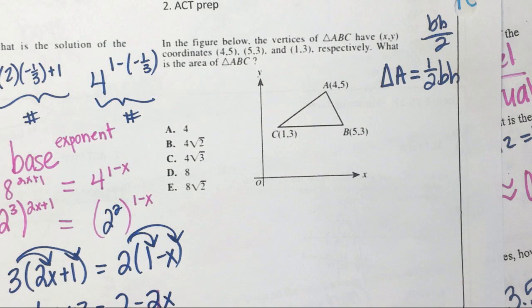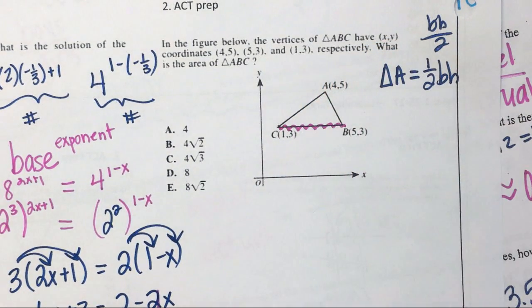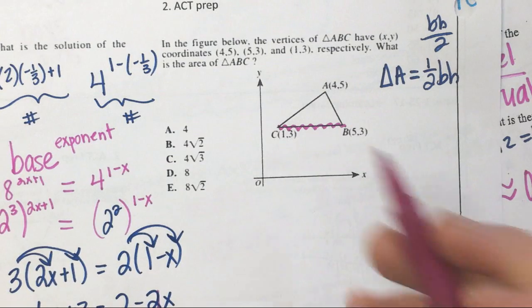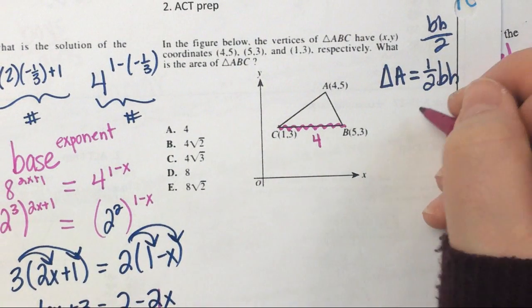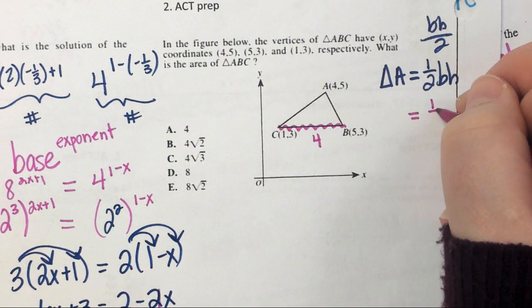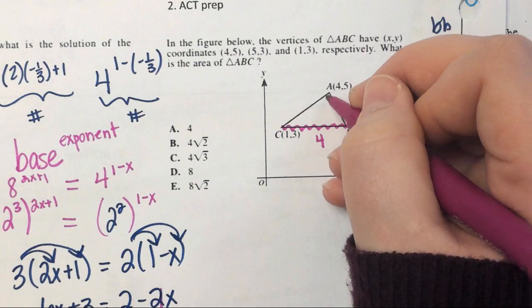Okay, so we've got to figure out a base because we need to plug that number in. We've got to figure out a height because we need to plug that number in. I can figure out one of them, pretty easy. The base would be this distance. I said from 1 to 5 was length 4, so I wanted to say that the base was 4. And then I was stuck on figuring out the height.